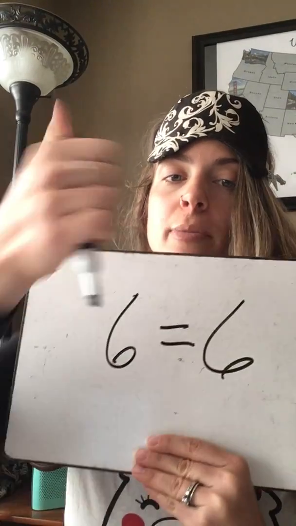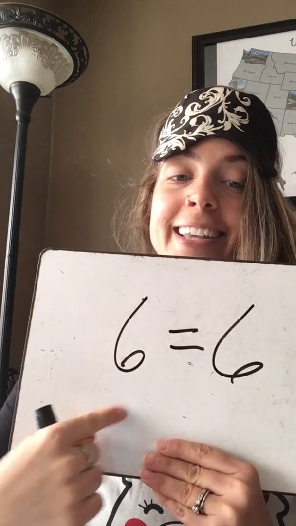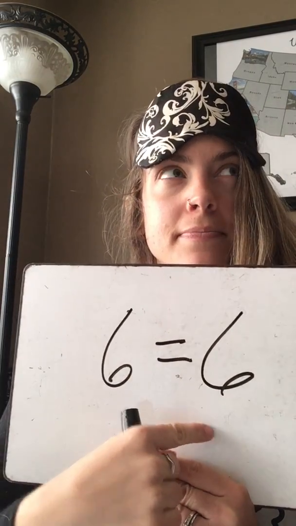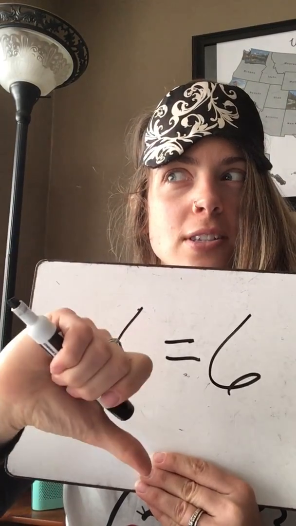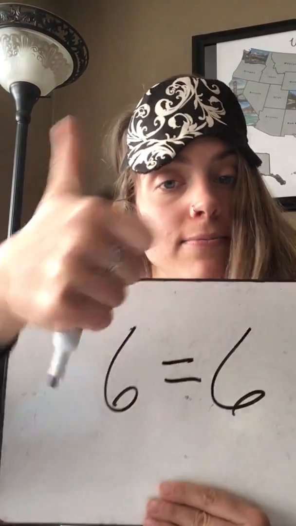All right, I'm gonna keep practicing. Oh, show me thumbs up, thumbs down. 6 is equal to 6. Is that true or false? That's true. They're the same number. 6 is equal to 6. They're the same. So that'll be a thumbs up.